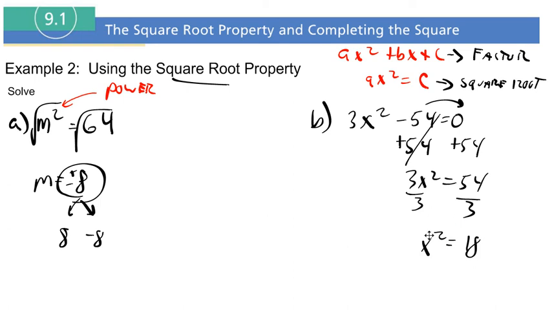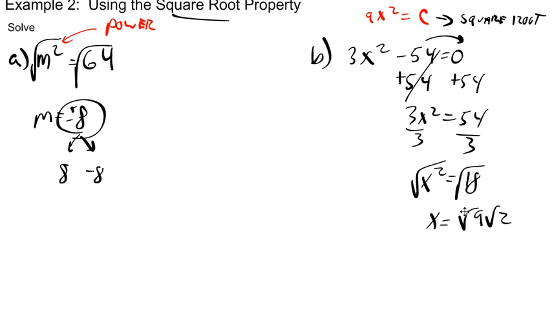Now I want to get rid of the square term, so I'm going to take the square root. So x equals, now we learned how to break down radicals, so that's square root of 9 times square root of 2. Plus or minus though, right? Because we took the square root. So x equals plus or minus 3 radical 2, because that's a radical 9 right there.